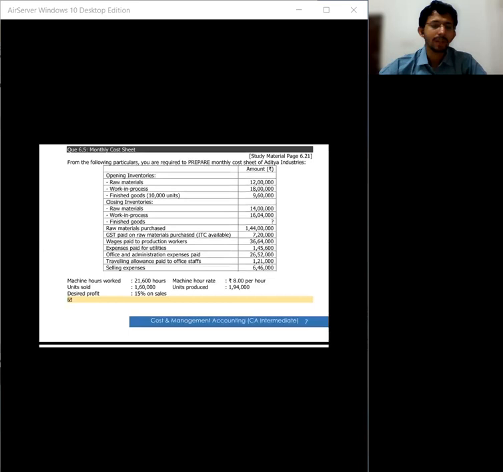Okay, so we'll read it once again. From the following particulars, you are required to prepare the monthly cost sheet of Aditya Industries. So what you are asked to prepare is the monthly cost sheet of Aditya Industries. Now, what is the information you have?